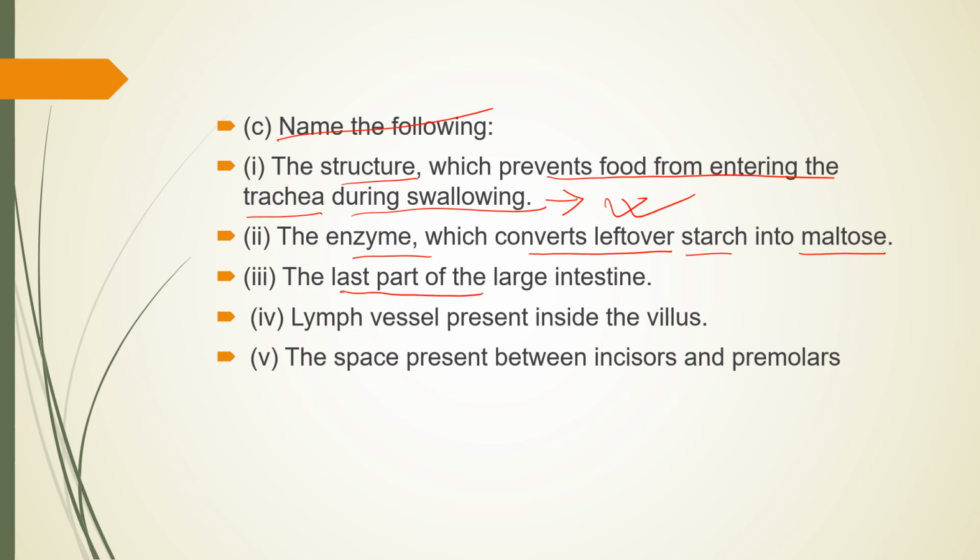The last part of the large intestine is called what? The lymph vessel present inside the villus is what? So these are the name the following, and you are supposed to name them. The space present between the incisors and the premolar is called what? Okay, so these are all name the following.